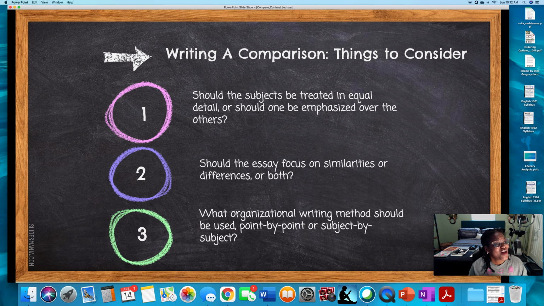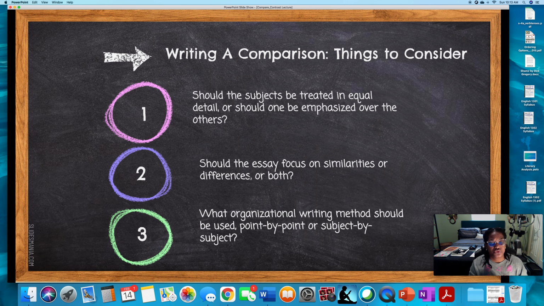All right, so you should have by this point put together two thesis statements. We're going to talk about the actual essay and the structure of it. When you are writing a comparison essay, you want to consider these things. Should the subjects be treated in equal detail, or should one be emphasized over the other? How much time do you give the subjects that you're writing about?